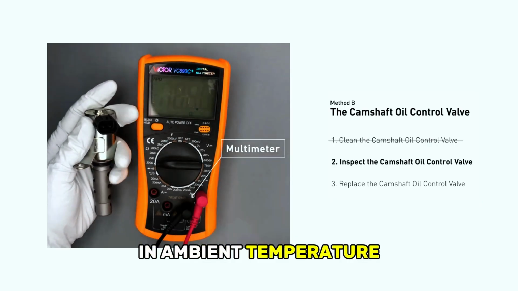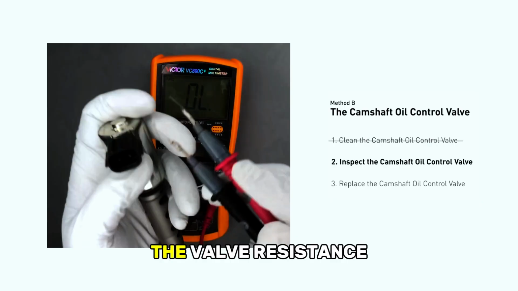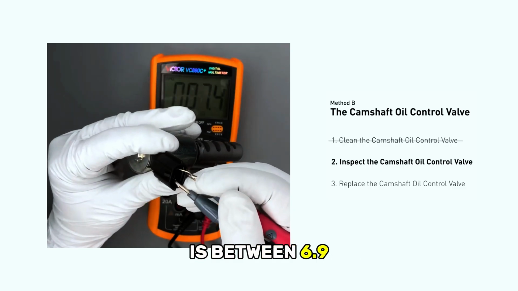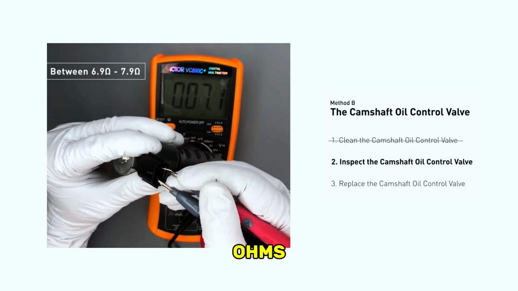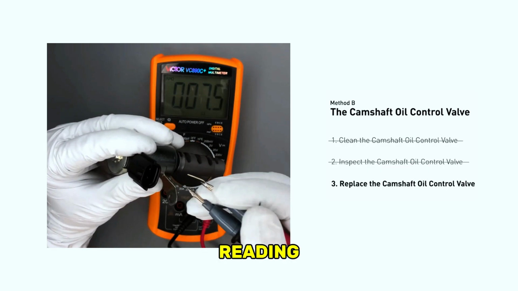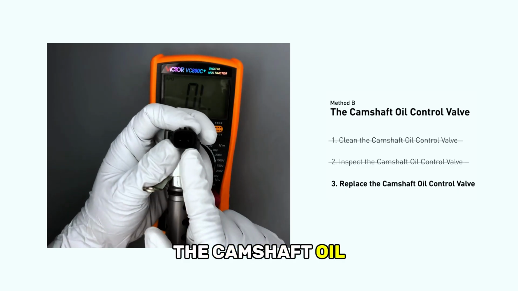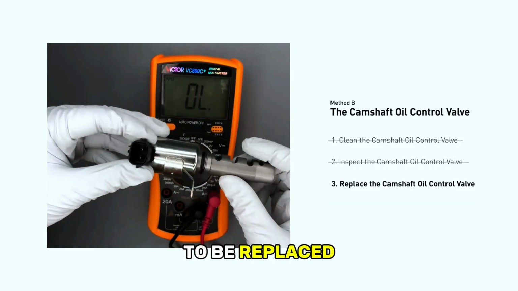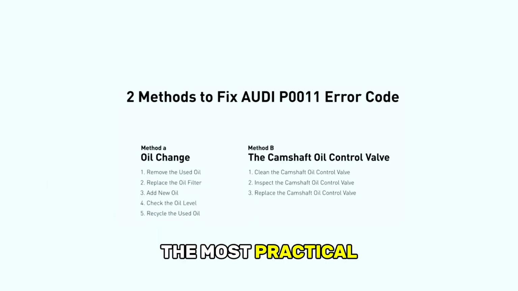In ambient temperature of 68 degrees Fahrenheit, the valve resistance is between 6.9 ohms to 7.9 ohms. If you do not get a reading, this indicates that the camshaft oil control valve is faulty and needs to be replaced. So here are 2 of the most practical solutions to fix Audi's P0011 error code.